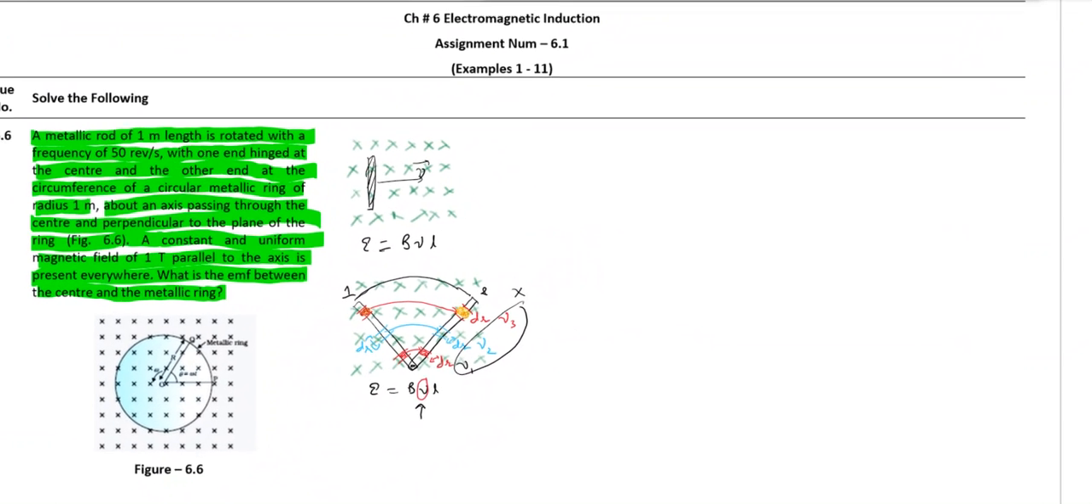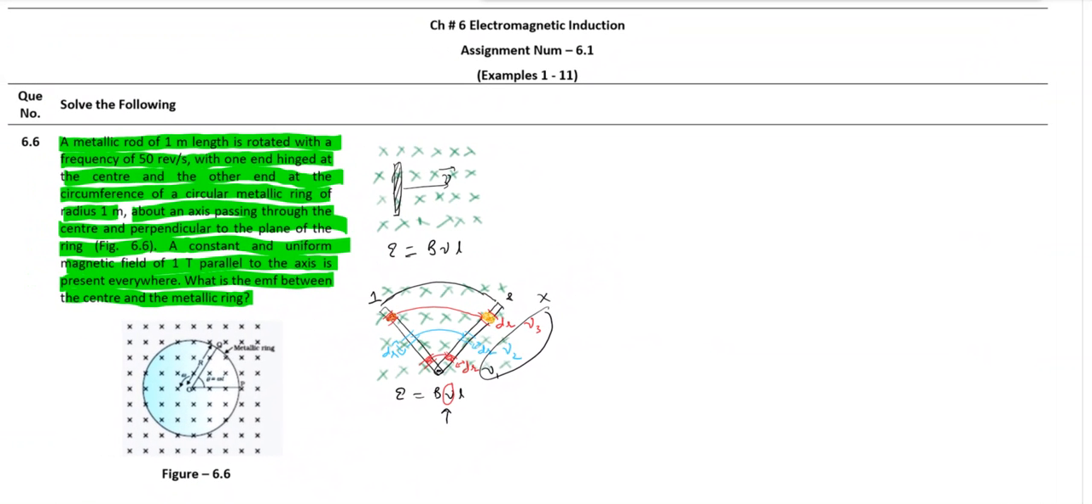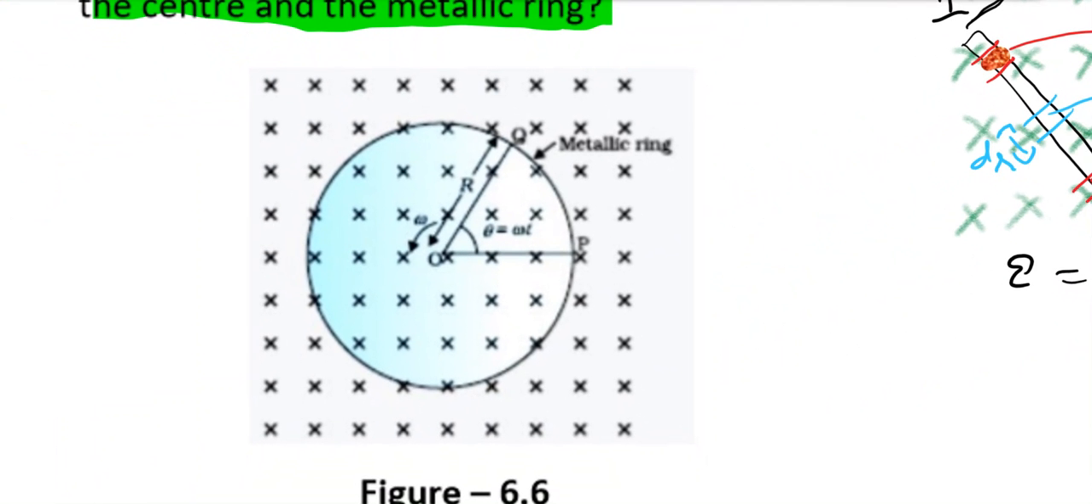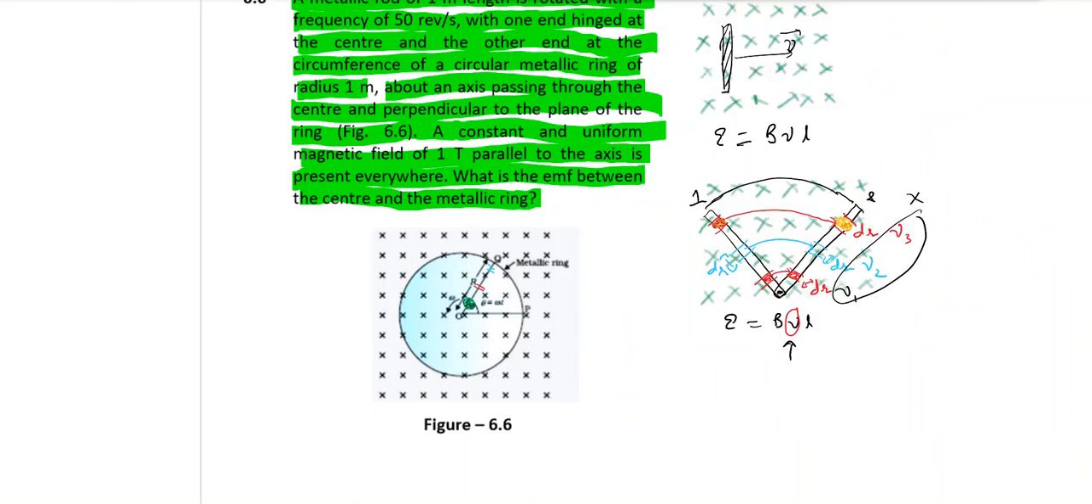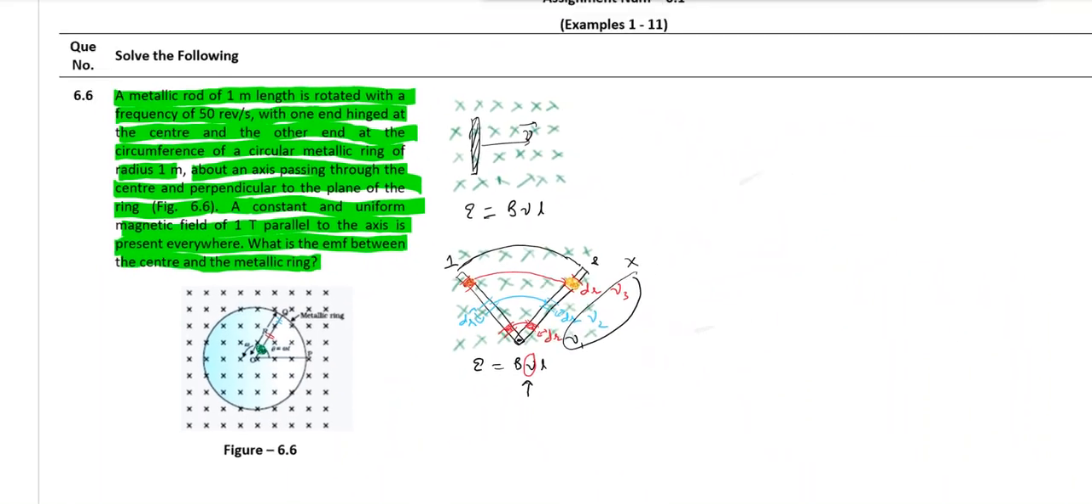So what is the way out? Whenever you have a changing parameter, what you should do is integration, and that is the case here also. If you take different parts of the rod, the speed will be different for each part, and hence epsilon equal to BVL is not a formula we can use directly.